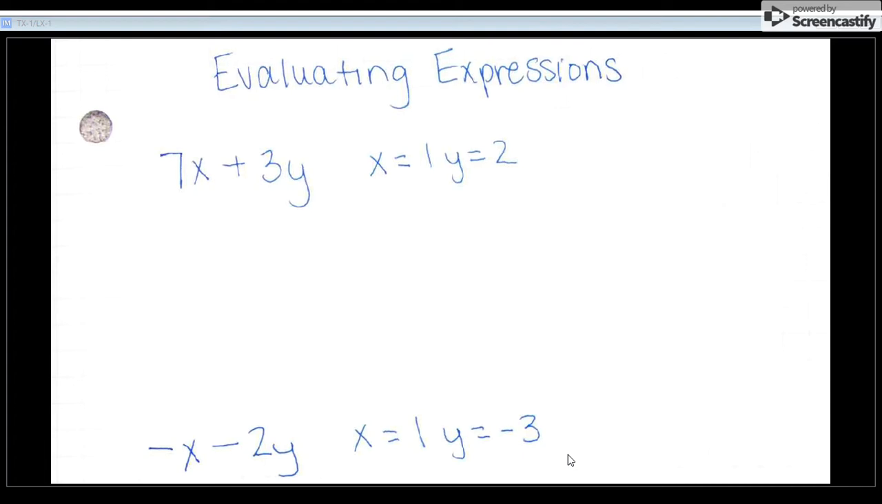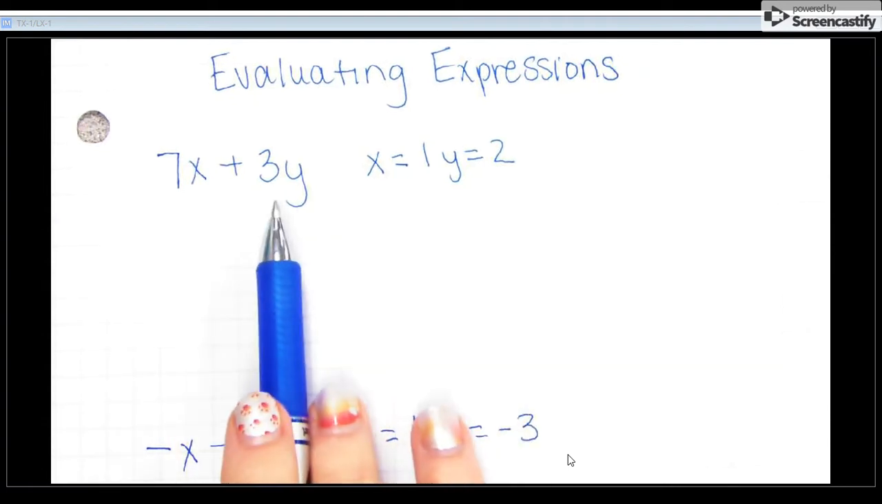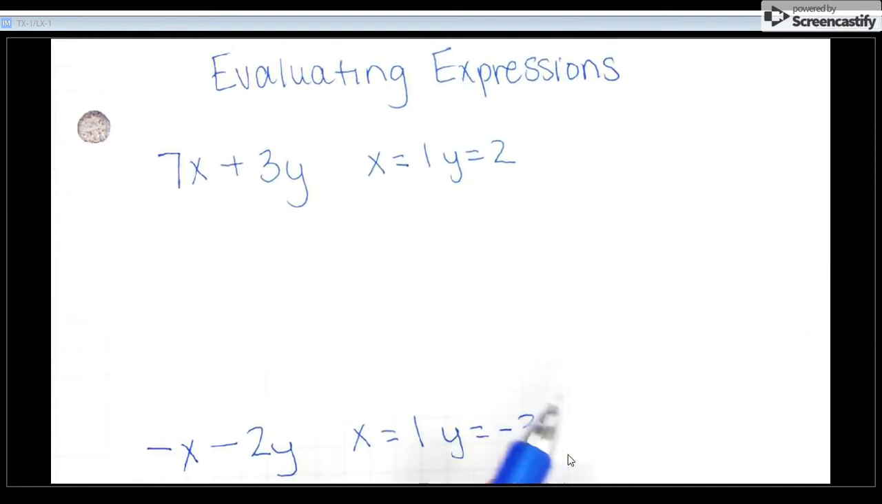Hi, everyone. Today we're going to be talking about evaluating expressions. Evaluating expressions is just like plugging and chugging along through the problem. In other words, that means replacing the variable with the number that it represents in the equation and solving. So let's take a look at this first example.